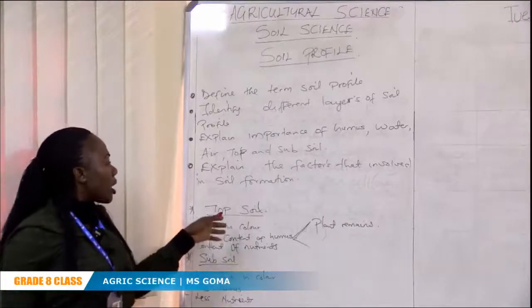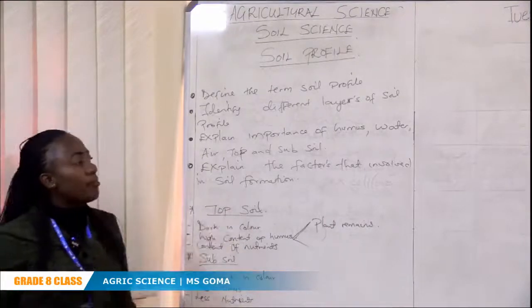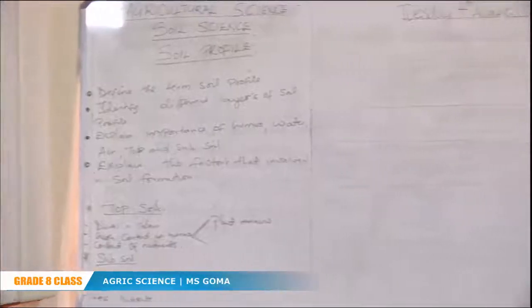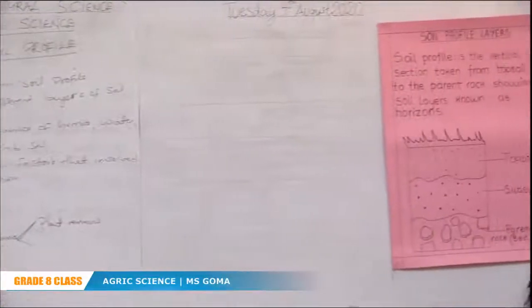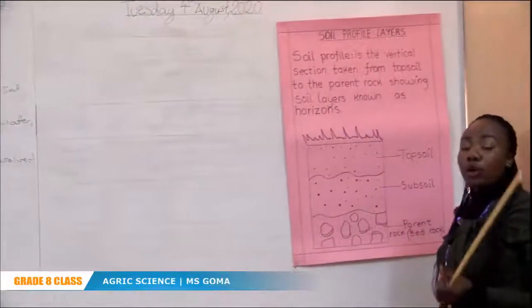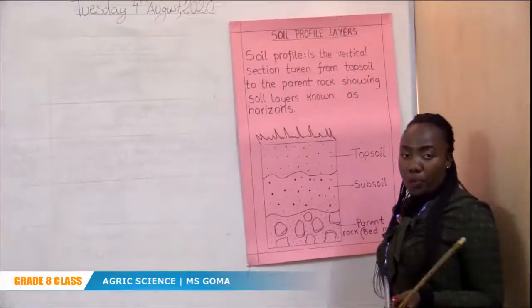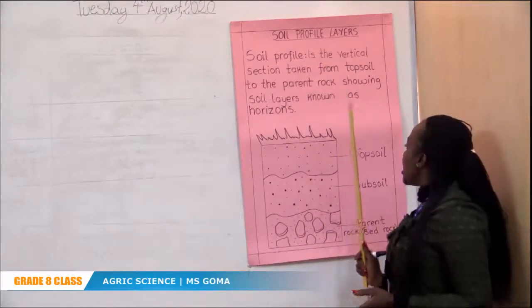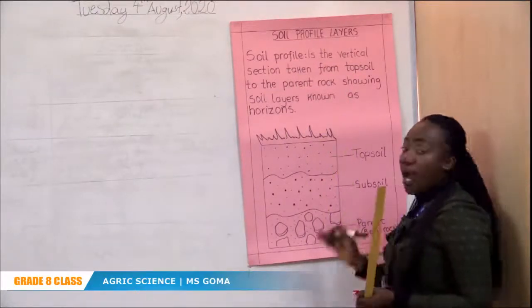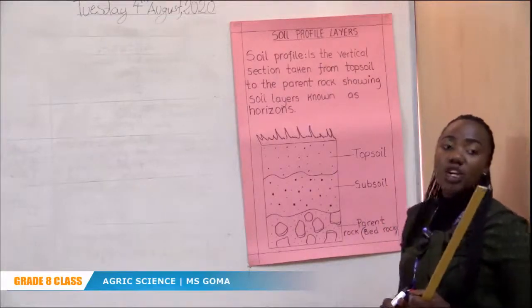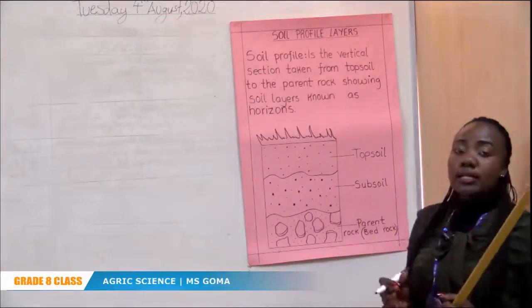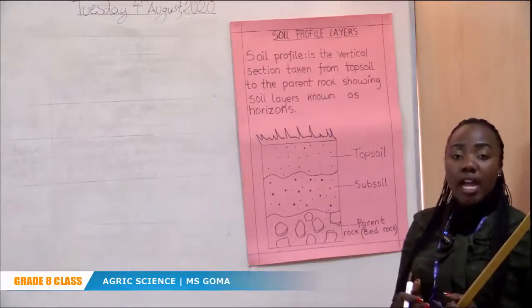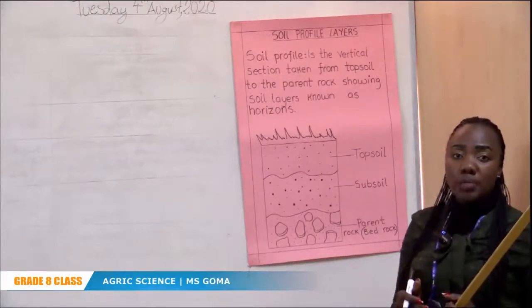Now let us talk about the importance of the topsoil and the subsoil. Why do you think the topsoil and the subsoil are important when you are growing crops? The importance of these two is that, one, they provide us with nutrients. So the topsoil and the subsoil provide nutrients to the crops.